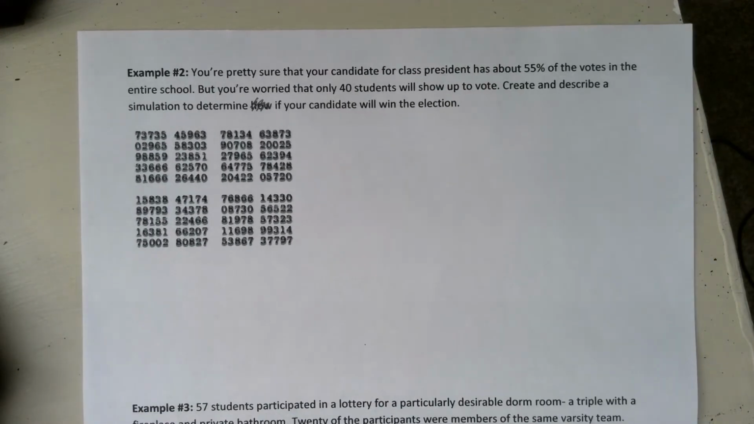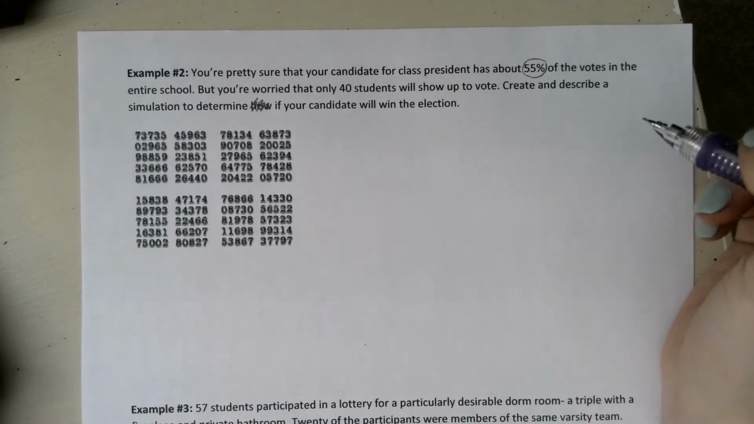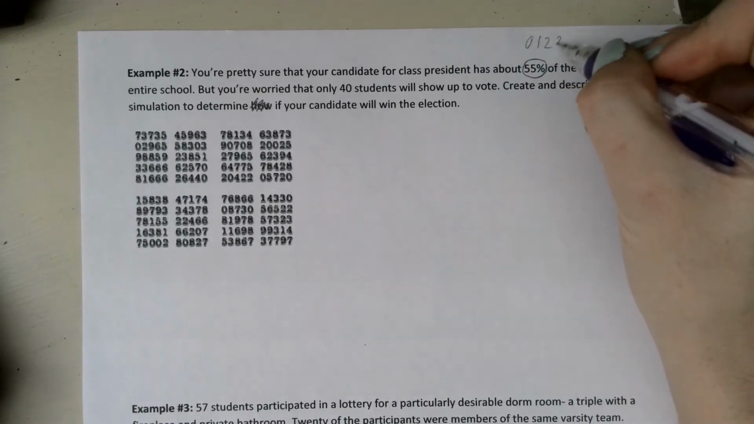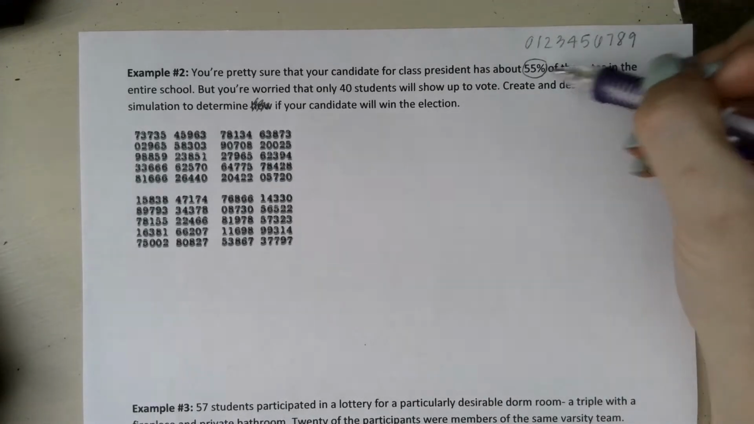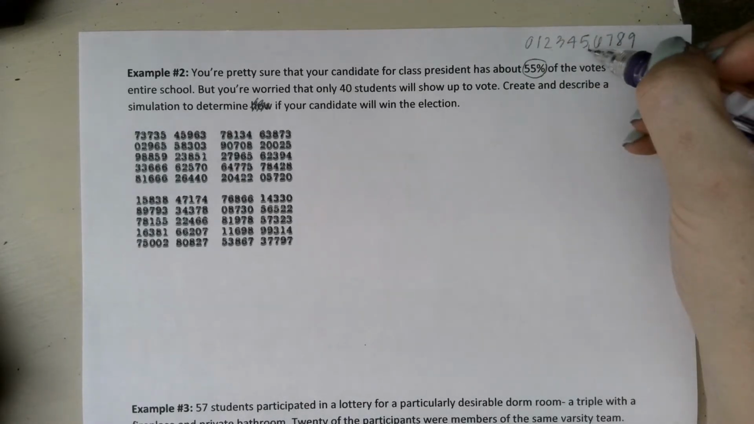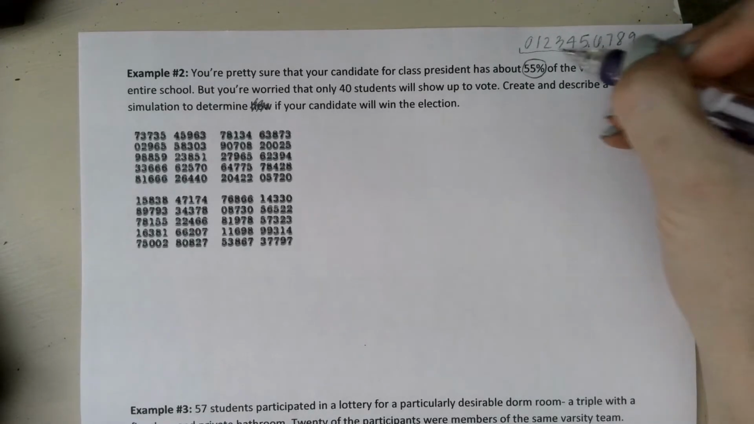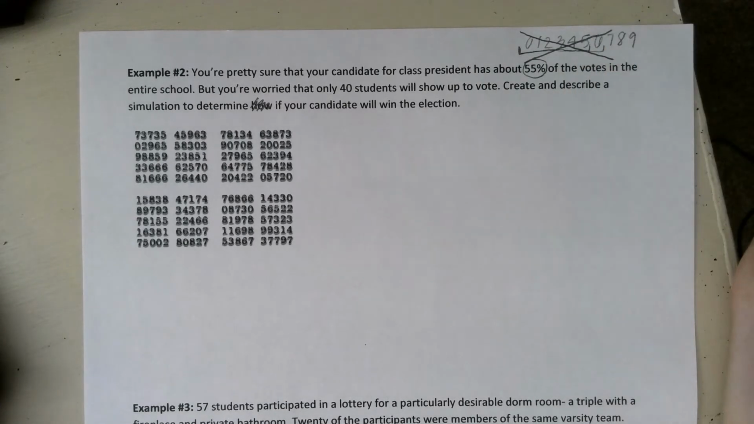Now, on the last example, we used the one-digit numbers from 0 to 9. We had 10 total. Now this time, we think that our person has 55% of the votes. If I write out my digits from 0 to 9, there's no way that I can allot 55% of this. It's an even number, it's just 10. I can get 50%, I can get 60% if I went all the way, but there's no way I can get 55. So that means that these single digit numbers won't work.